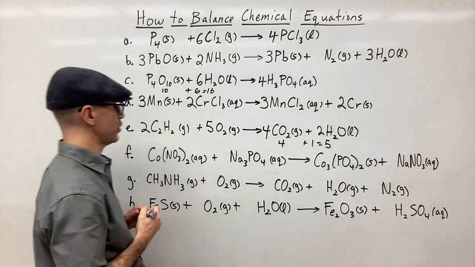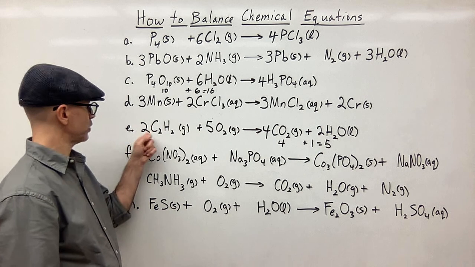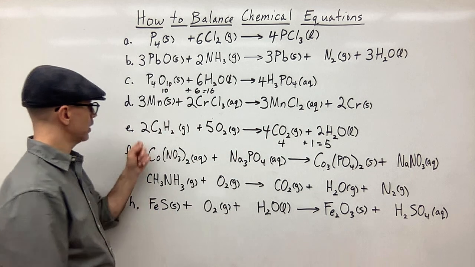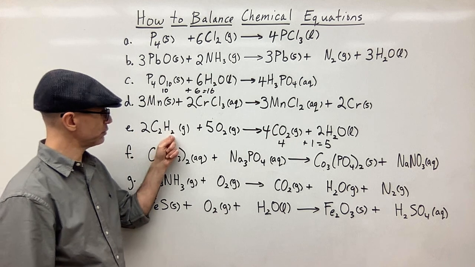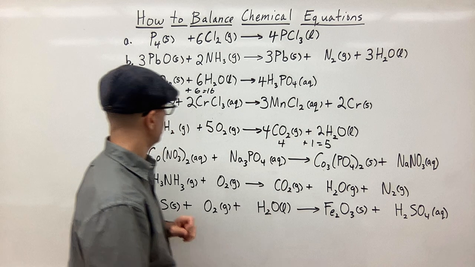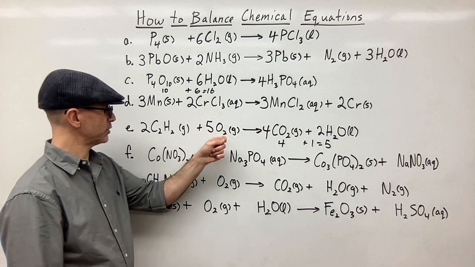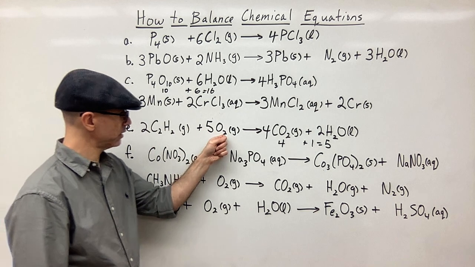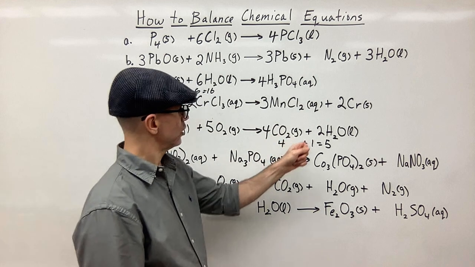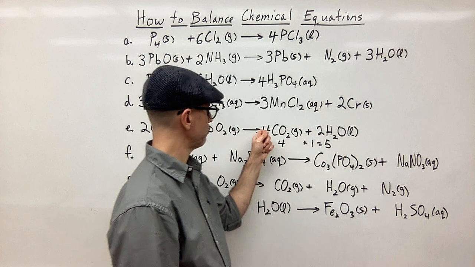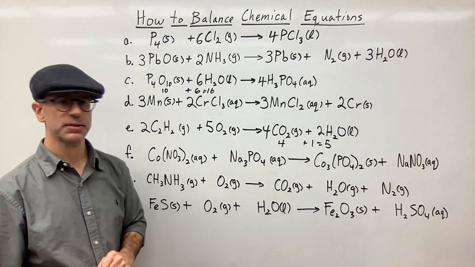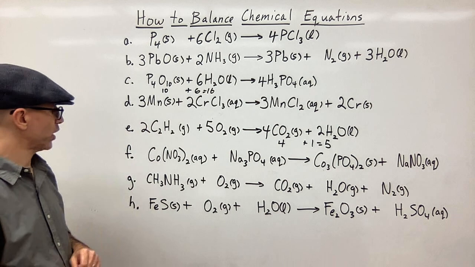And then I can double check. So for the carbons, 2 times 2 is 4. 4 times 1 is 4. For the hydrogens, 2 times 2 is 4. And here I have 2 times 2 is 4. And then for the oxygens, I have 5 times 2 is 10. Here I have 4 times 2 is 8. 2 times 1 is 2. 2 and 8 is 10. So everything is balanced. Okay, 3 more to go.